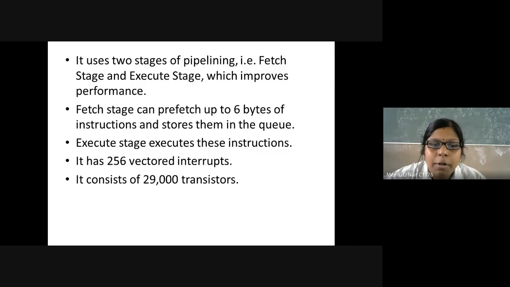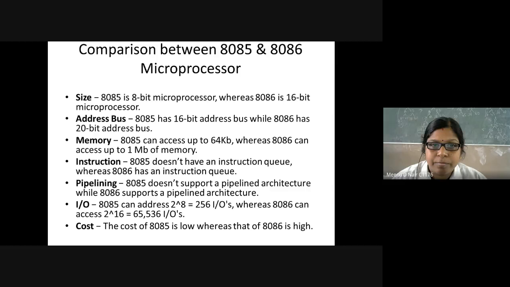Then another most important thing in 8086 is that there are 256 vectored interrupts. We have seen there are two types: software interrupts and hardware interrupts. What is software, what is hardware? All those things we have also seen in the previous class.